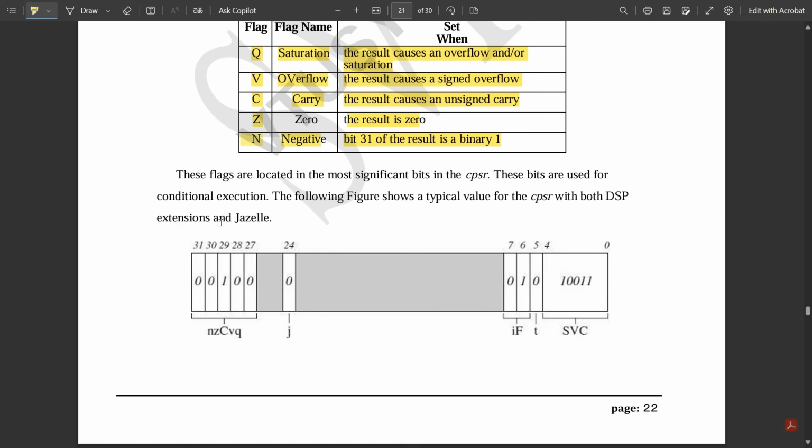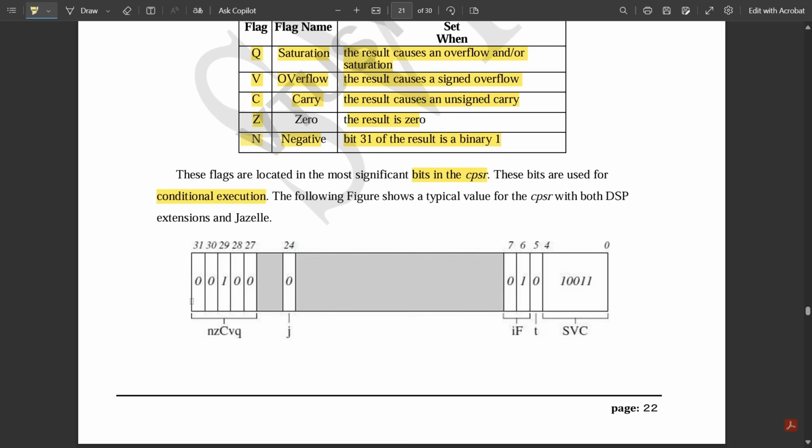These flags are located in the most significant bits of the CPSR. As I told you, in the MSB part these flags are set. These bits are used for conditional execution. The following figure shows a typical value for the CPSR with both DSP extensions and Jazelle.